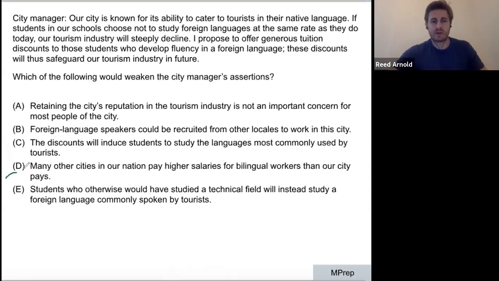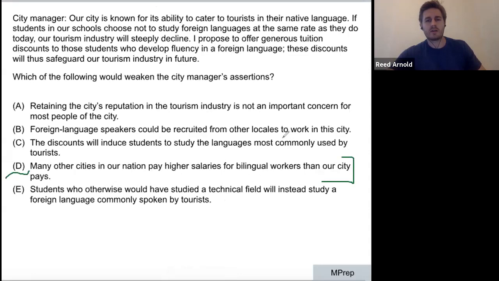D seems to have the gravity, and D is the correct answer. Well done. So many cities in our nation pay higher salaries for bilingual workers than our city pays. Okay, well, what that starts to imply is that maybe we're going to offer these discounts to students who are going to learn a foreign language, but then they don't stick around to deal in the tourism industry. They don't have to work in the tourism industry, but to interact with tourists, to talk to tourists.